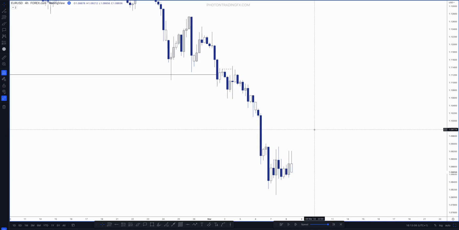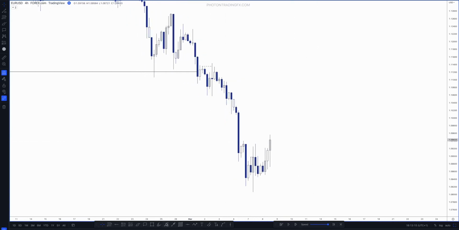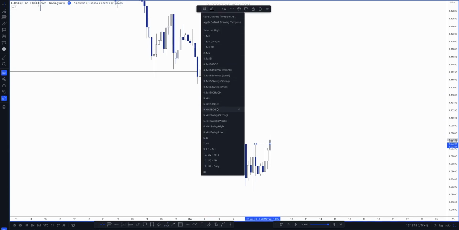Just chopping around, no real commitment just yet. Okay, and now we're starting to break above these highs, okay? So that's a bit more positive confidence for me, and this is where you can label that as now your first bullish IBOS, right?